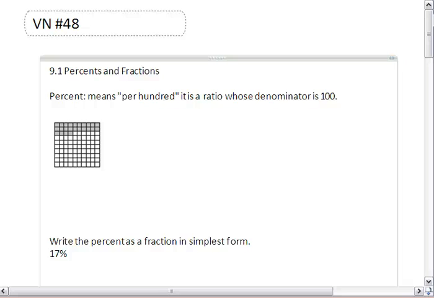Video 48, Percents and Fractions and Percents and Proportions.